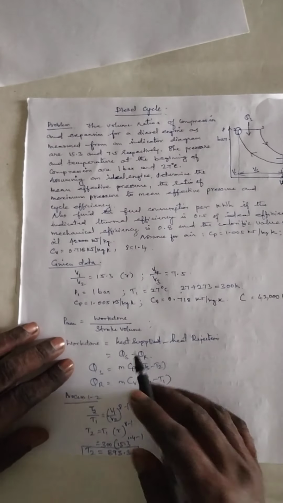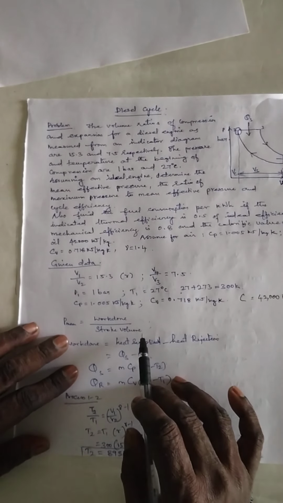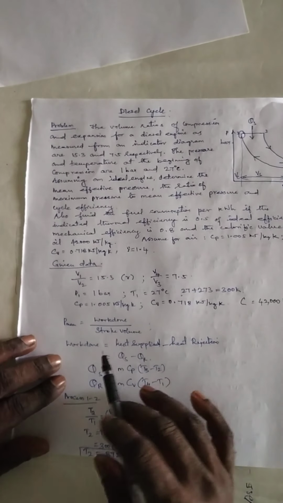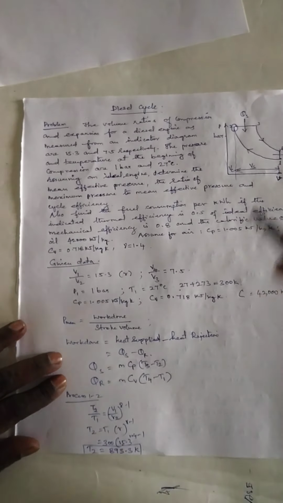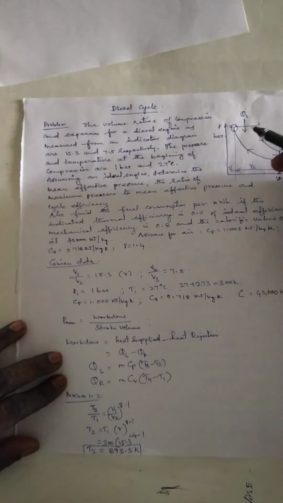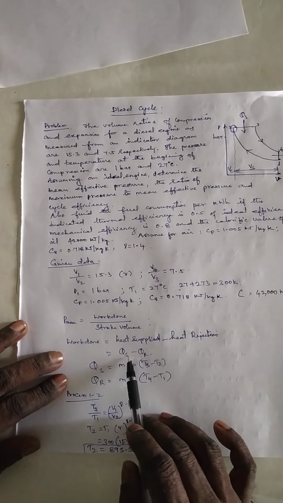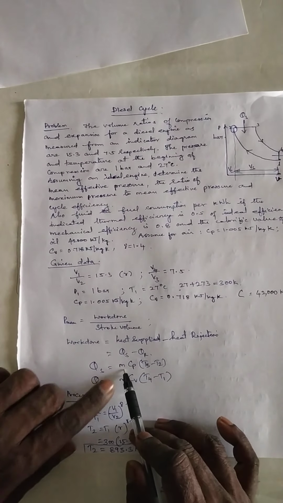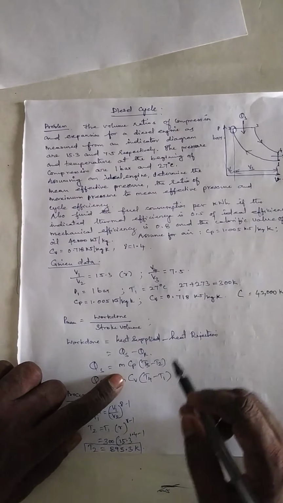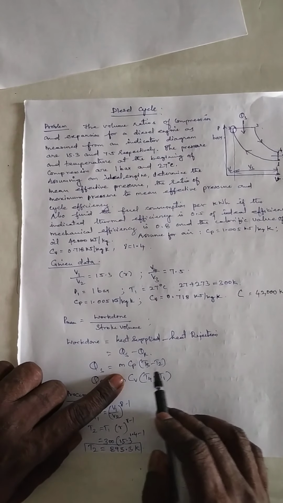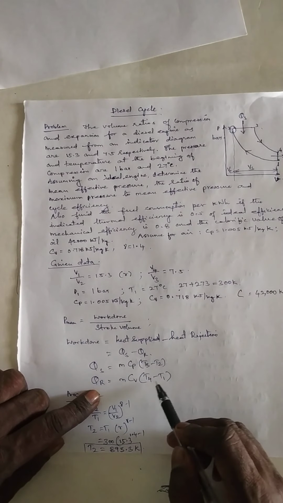Right. So, mean effective pressure. Mean effective pressure is the ratio of work done to stroke volume. Work done is heat supplied minus heat rejected, that is heat supplied at constant pressure and heat rejected at constant volume. So Qs minus Qr, where Qs is equal to m into Cp, the specific heat at constant pressure, into T3 minus T2. Similarly, heat rejection is m into Cv into T4 minus T1.